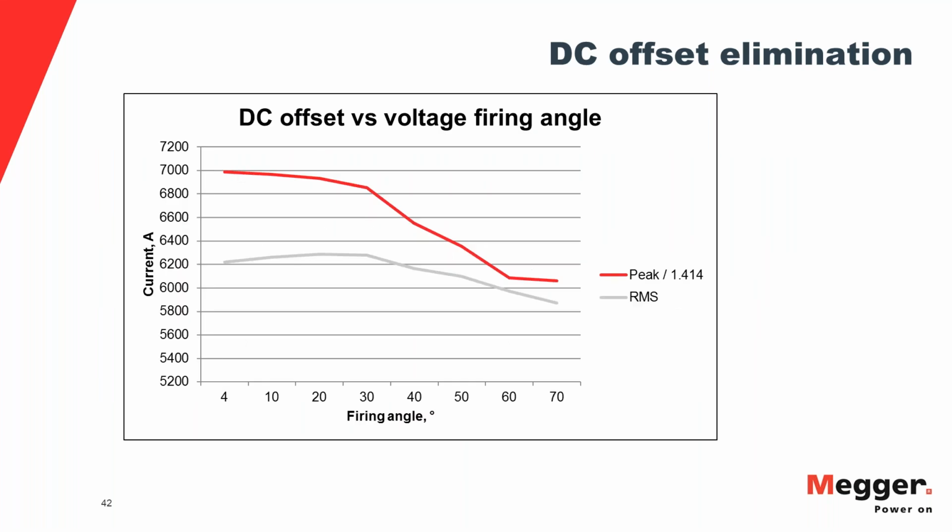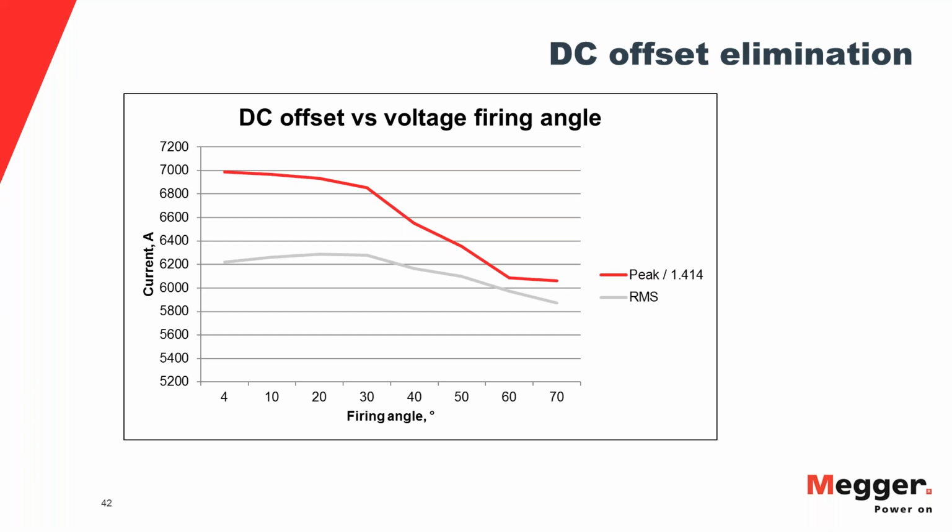The asymmetry can be controlled by changing the firing angle. So this is the effect that the voltage firing angle has on the DC offset. Voltage firing angle is the point on the voltage wave at which the circuit is closed. You can see that as the firing angle moves from 4 degrees to 70 degrees, the DC offset goes down considerably.